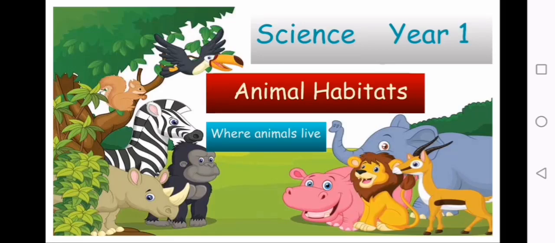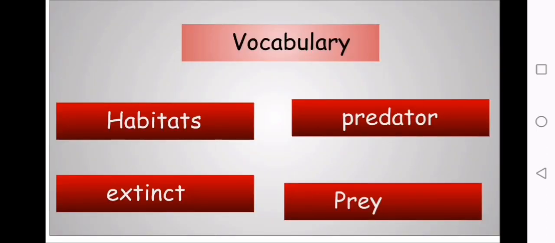I hope you watched the previous video so you can follow me easily this time. We will continue our science lesson about animal habitats, but let's look at some vocabulary words we will need for this lesson. Habitat, predator, extinct, prey. As we said last time, habitat means a place where something lives.